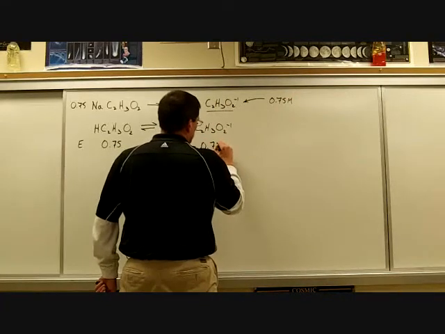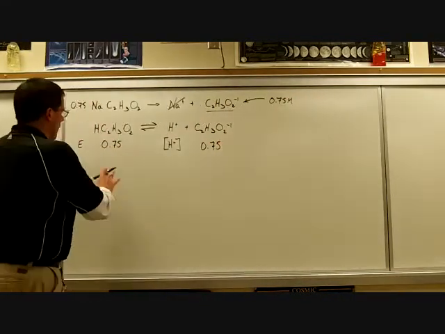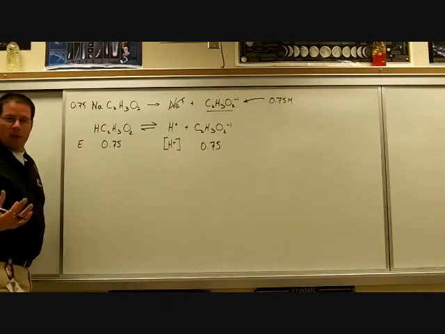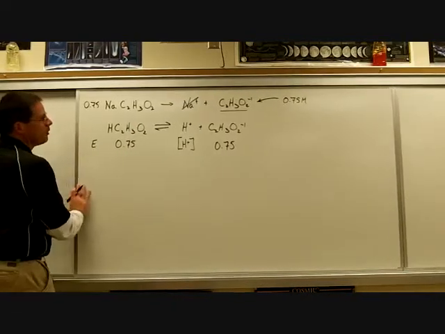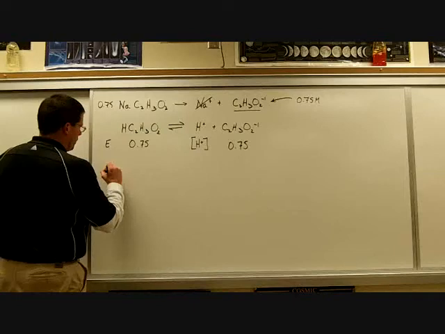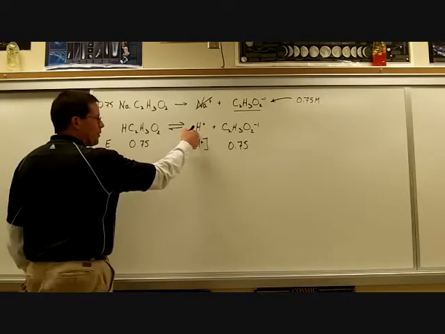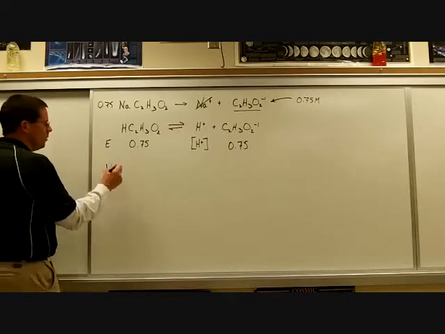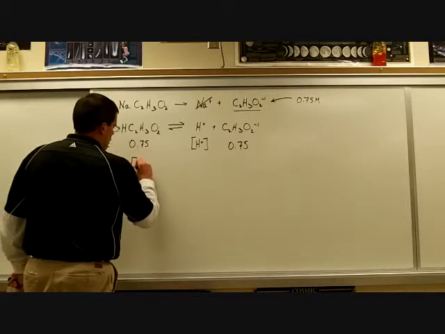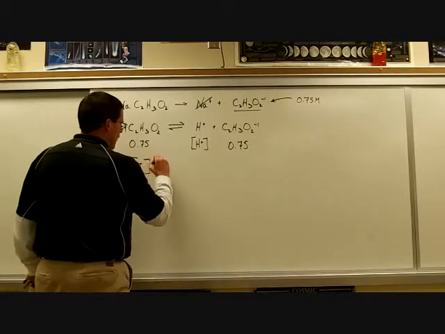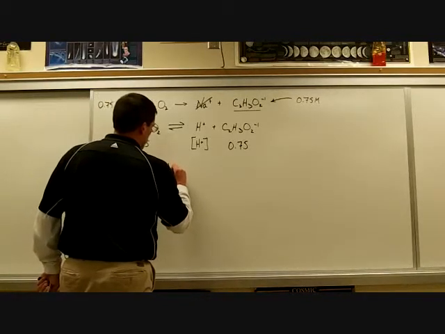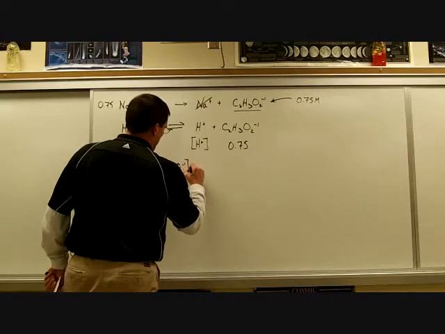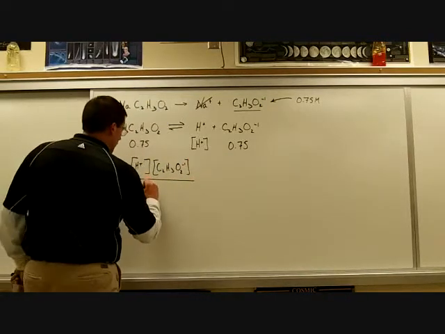Okay. All right. Since we have our conditions at equilibrium, now we're ready for our expression. So go ahead and write your expression. And since we have hydrogen, we want a Ka value. So hydrogen times your acetate, the C2H3O2, over your acetic acid.